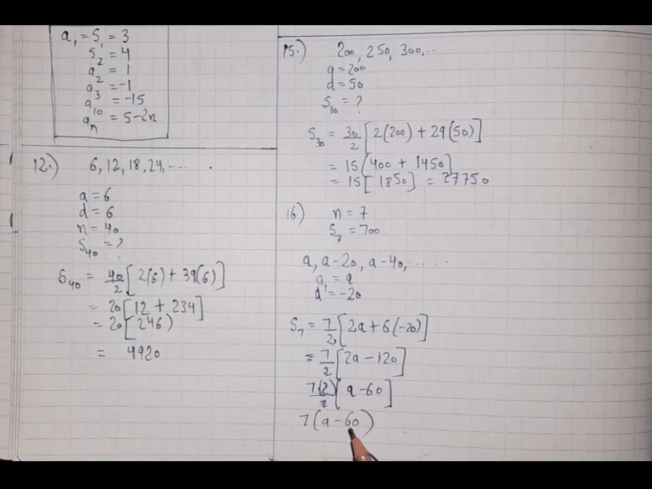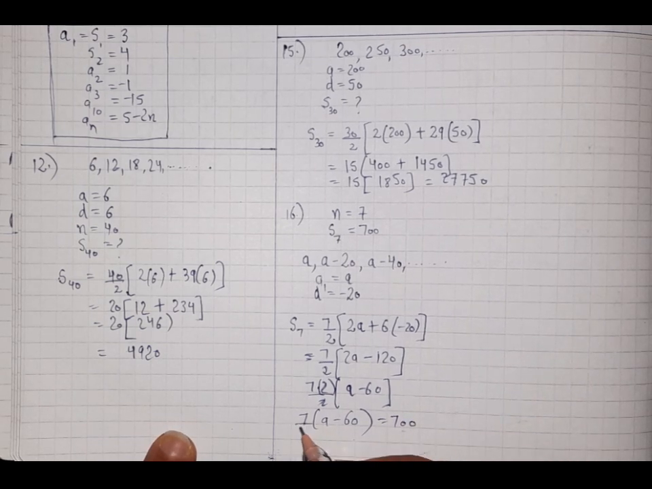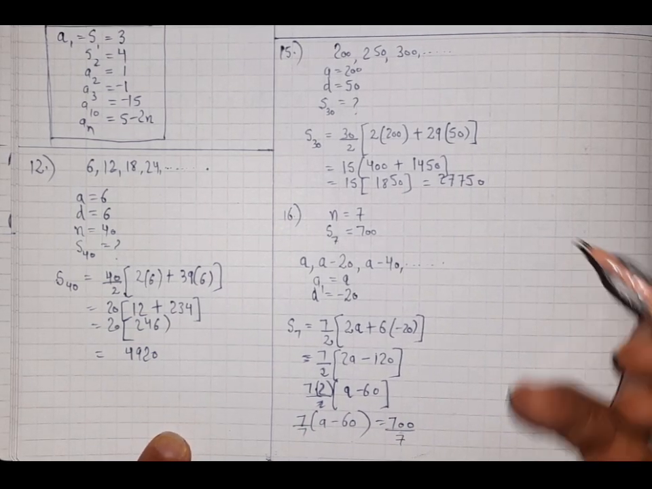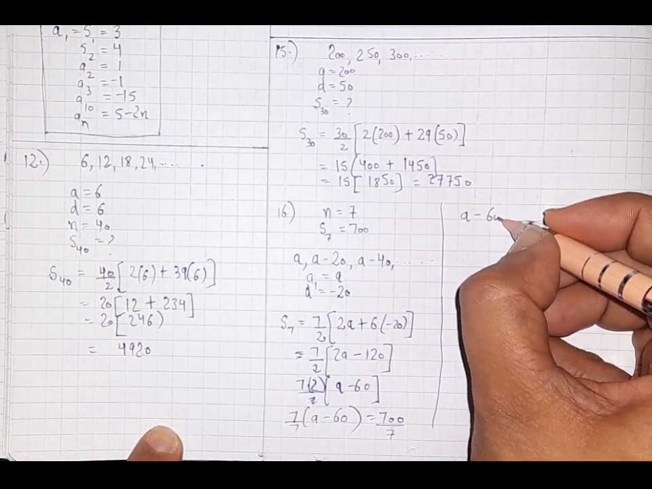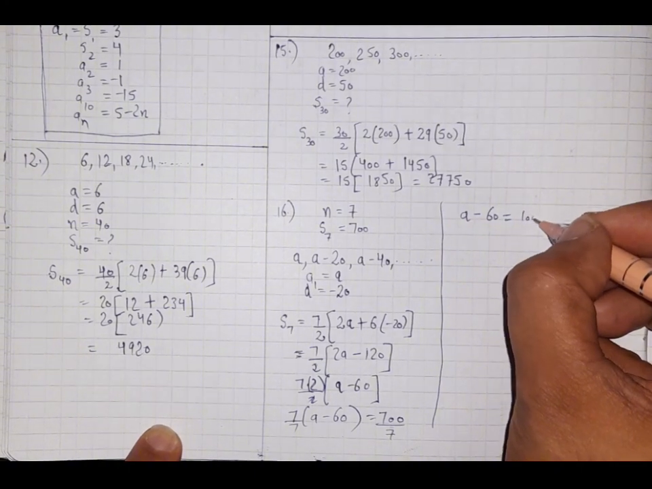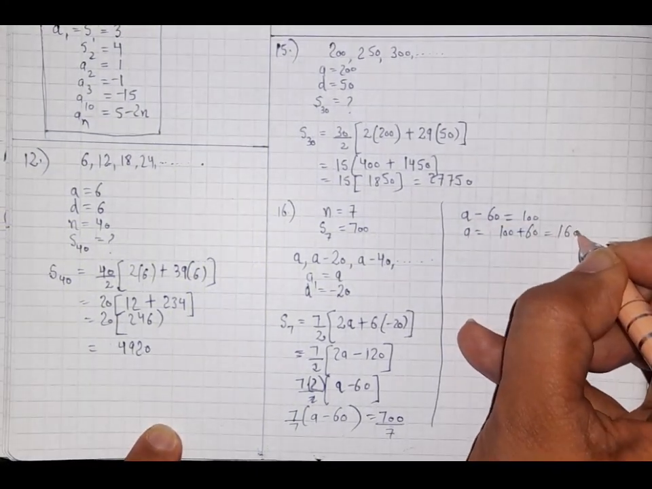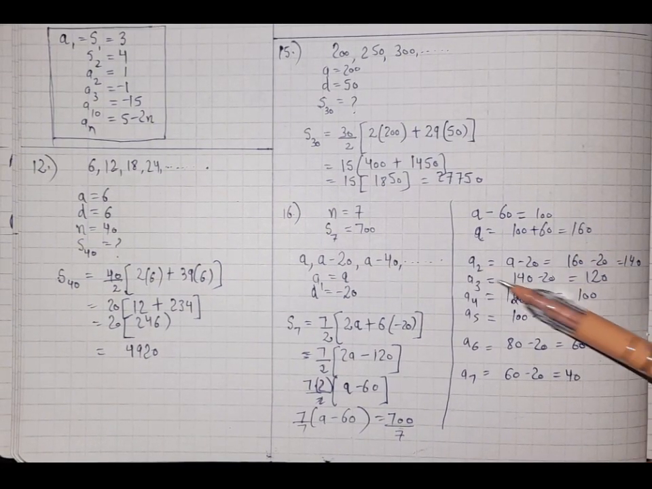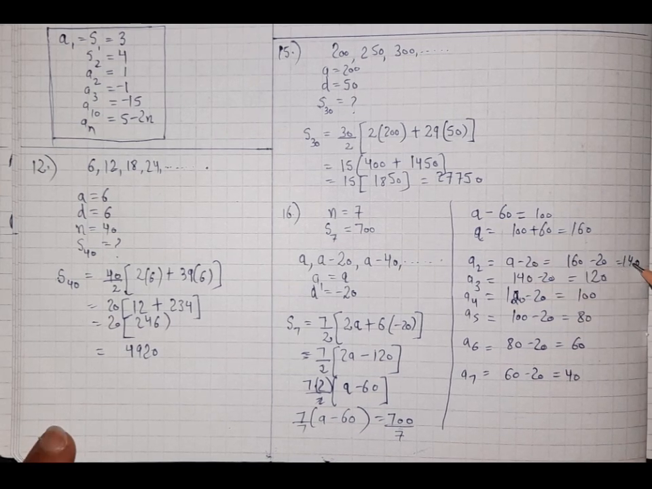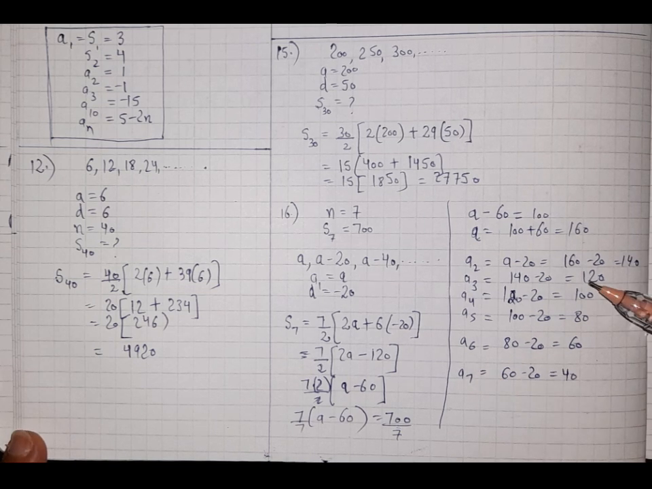Sum of the first 7 terms also equals 700. After dividing by 7 on both sides we have a minus 60 equals 100, that is a equals 100 plus 60 equals 160. So cost of the first prize is rupees 160. Cost of the second prize is 20 less than the previous one, that is 140. Similarly, third, fourth, fifth, sixth and seventh prize will cost 120, 100, 80, 60 and rupees 40.